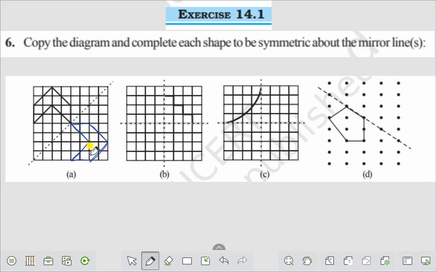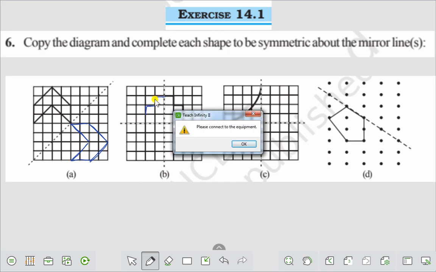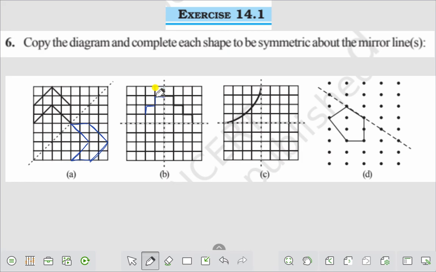Next line is here. There are two lines of symmetry, 1, 2. For this mirror line we can draw a line like this one, then this one, then this one, then this one, right? This line, right? And this is also a mirror line, right?